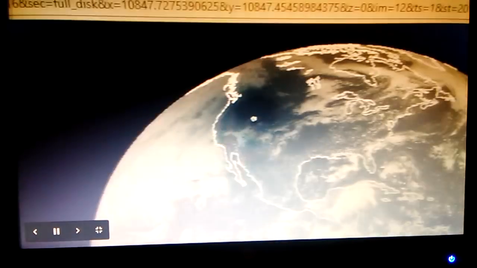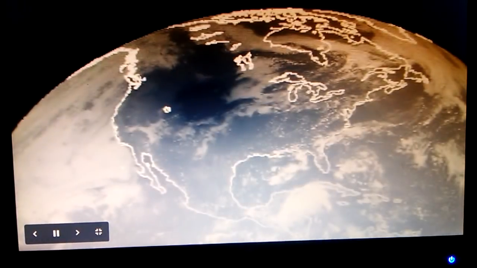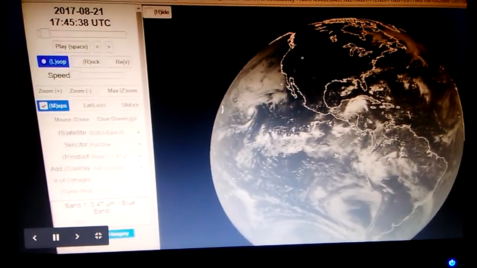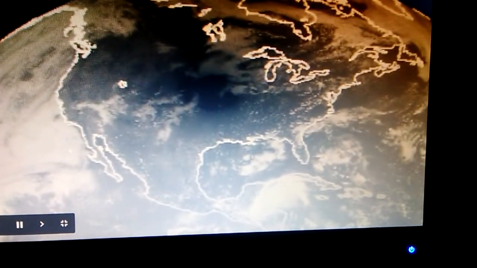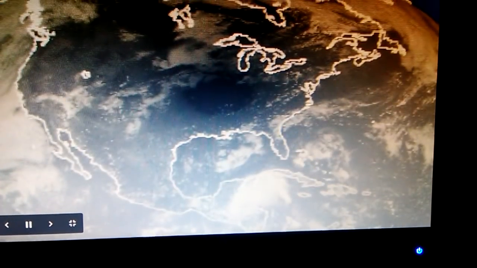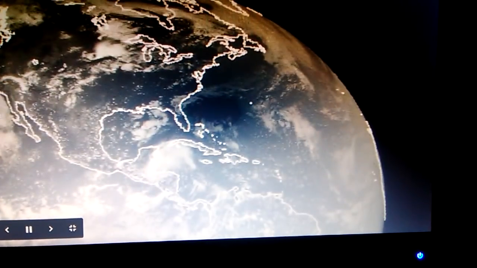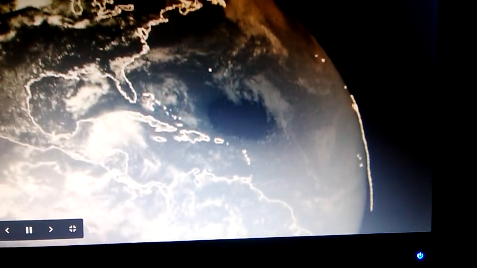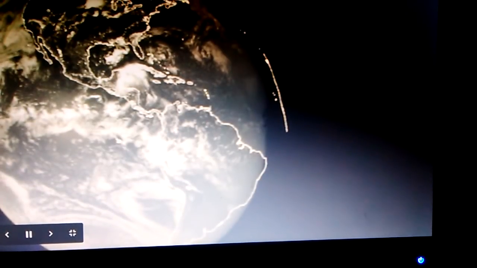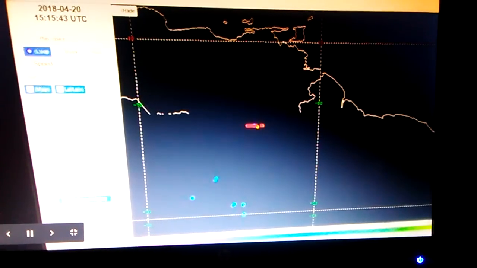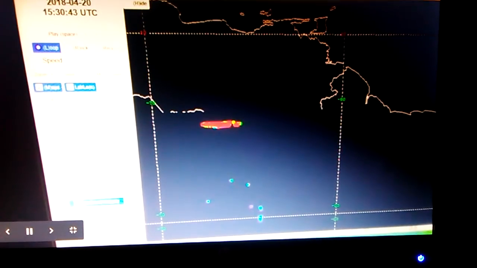Now, I'm not sure why I got this. This might be the eclipse going across. Yes, that's the eclipse, August 21st. This is pretty cool. Now they had, in Siberia at about 11:30 on July 20th, they had the sun disappeared.